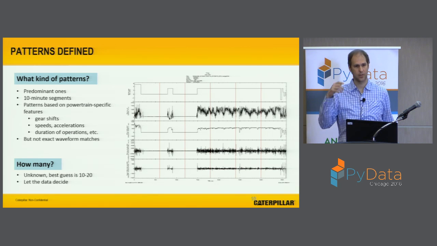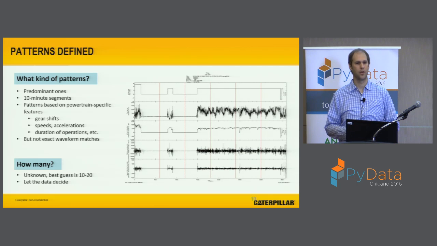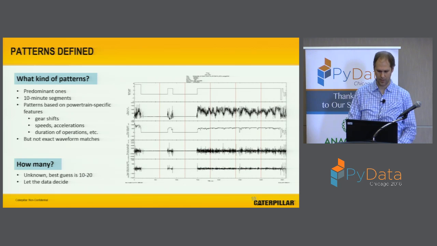So how many patterns were they looking for? That was another thing I asked. You're looking for 100 or 5? And they said, well, probably, we don't really know. We like the data to tell us how many patterns are in there, but the best guess is there's maybe 10 or 20 different patterns that we care about. So let the data decide.